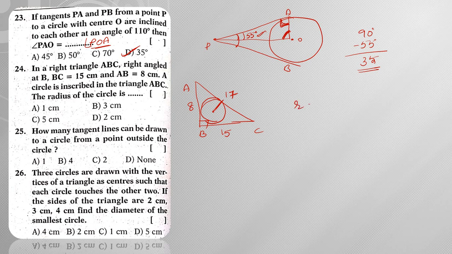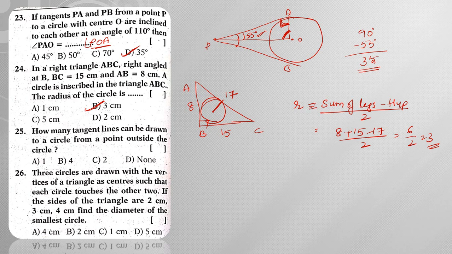The radius of this circle is given by the sum of legs minus hypotenuse, by 2. What is the sum of legs? So 8 plus 15 minus 17 by 2. 8 plus 15 is 23, minus 17 is 6. So 6 by 2, which is equal to 3 centimeters. Hence the answer is 3 centimeters. So simply remember this formula.